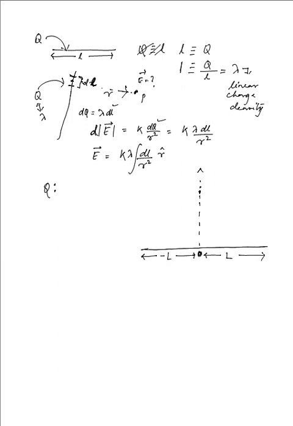Now the charge distribution is uniform with linear charge density lambda. What we want to find is the net electric field at the point P due to this continuous charge distribution.